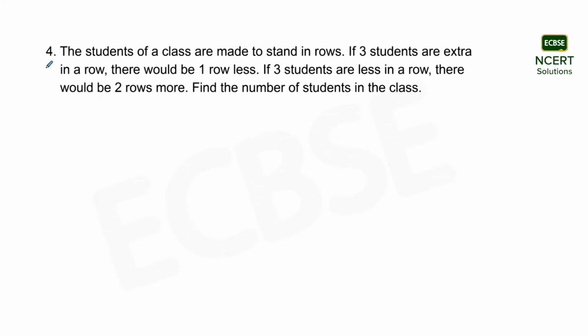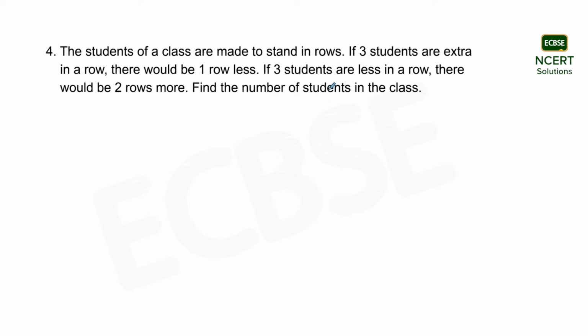Students, so here we are with question 4 of Exercise 3.7 for the chapter Pair of Linear Equations in Two Variables. The students of a class are made to stand in rows. If 3 students are extra in a row, there would be 1 row less. If 3 students are less in a row, there would be 2 rows more. Find the number of students in the class.